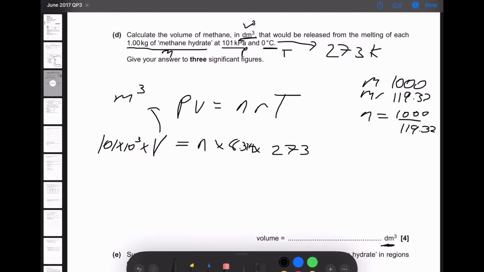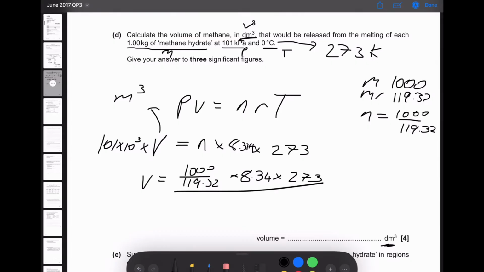So then we've got to rearrange. So V is going to be equal to 1,000 over 119.32 multiplied by 8.314 times 273 over pressure, which is 101 times 10 to the 3, and that's going to give us our volume in meters cubed.